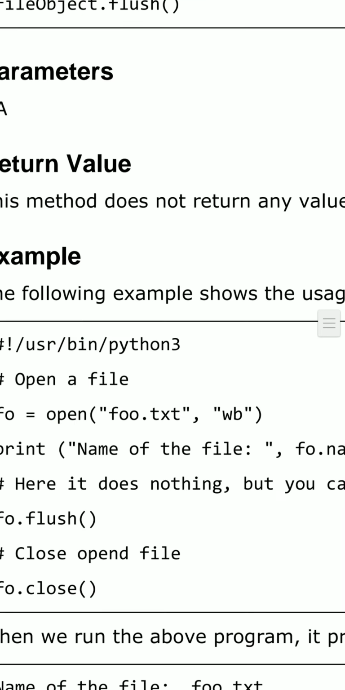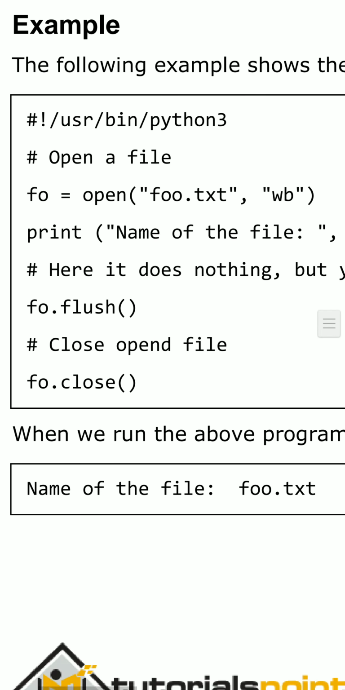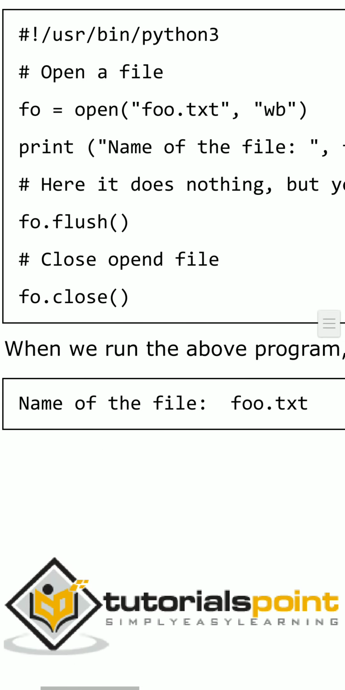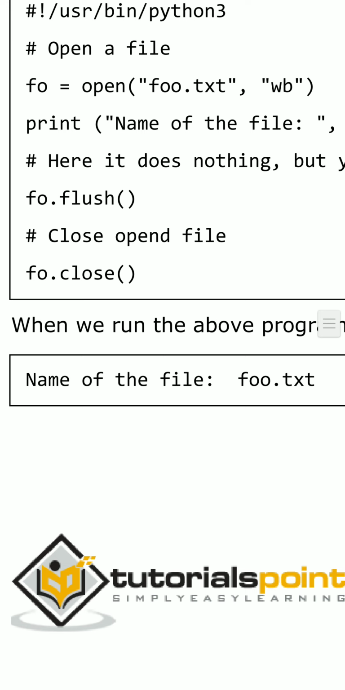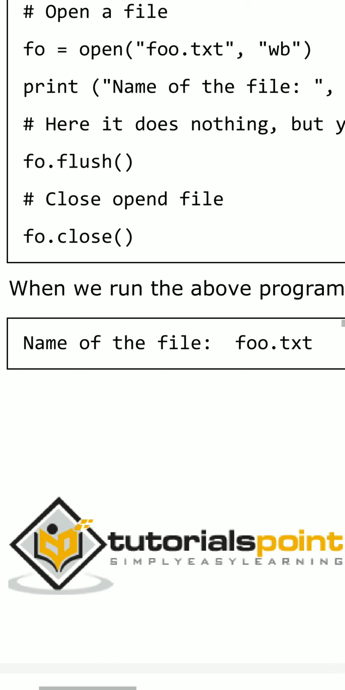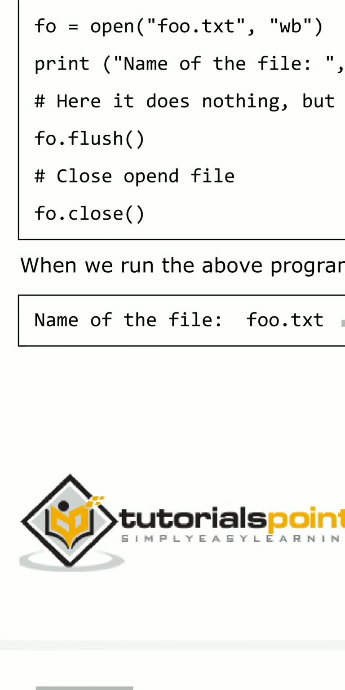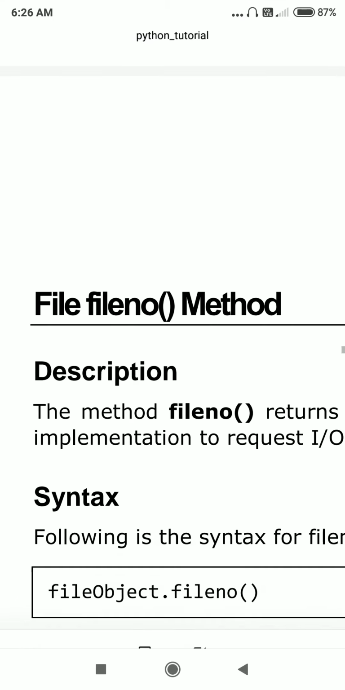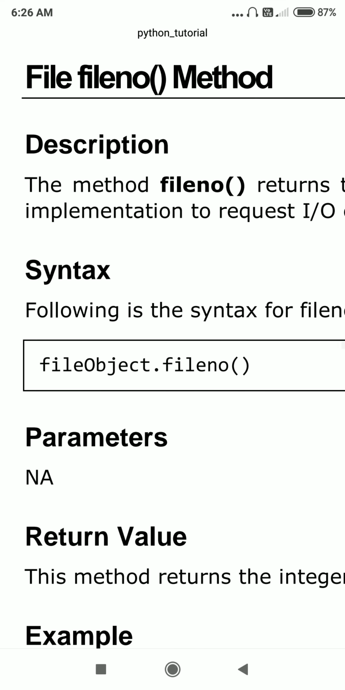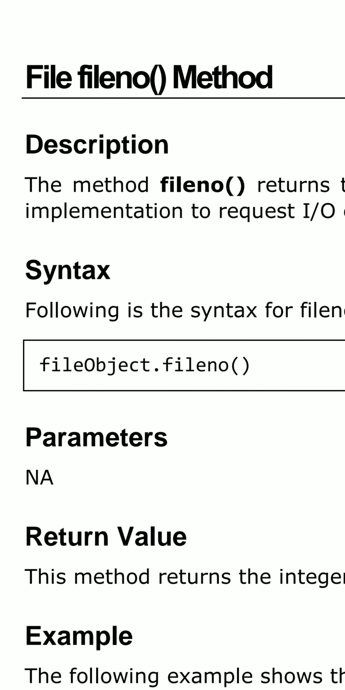Consider the program here. Just printing the file name onto the output screen, then printing the method flush, then calling the method flush by using fo as the variable, and then closing the same file. So the output would be foo.txt. The main aim of the flush method is to clear the internal buffer value.